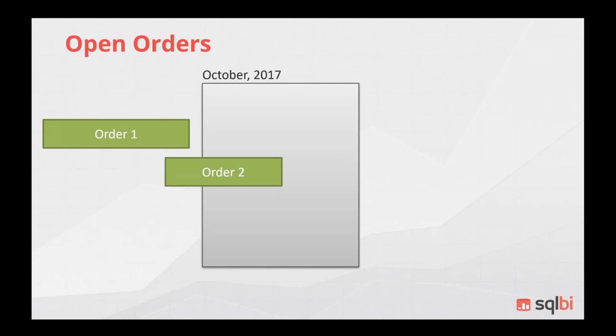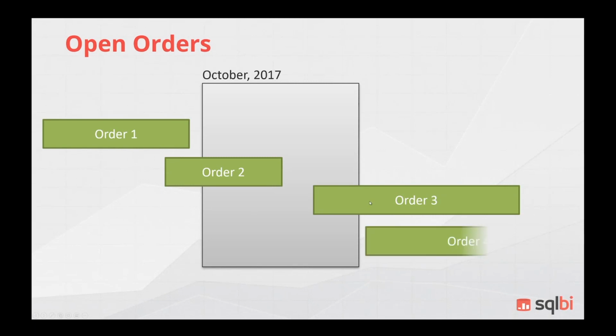In the version I wrote, I consider order 2 in October as being open. The same for order 3. It was not open at the beginning, but it was open before the end, not closed, so I consider it open. Order 4, of course, is neither open nor closed because it started after the end. And order 5 was started and closed in October. Again, the question is, should I consider it open or not? In my algorithm, I consider it open. So I want the result to be 3.